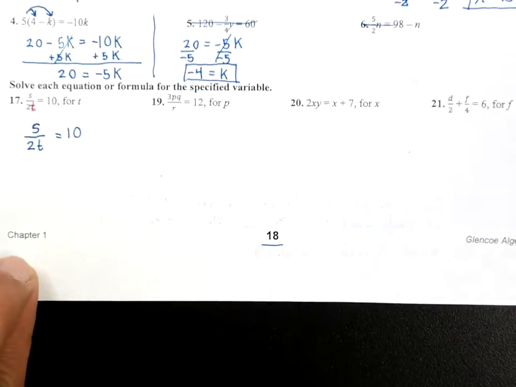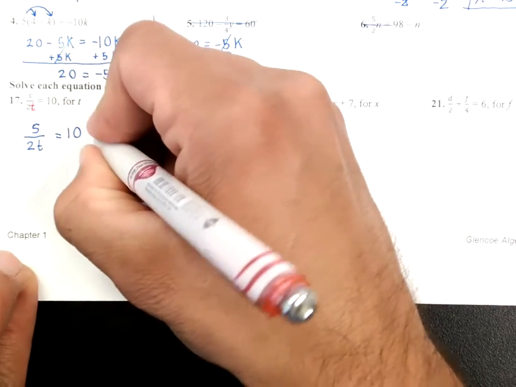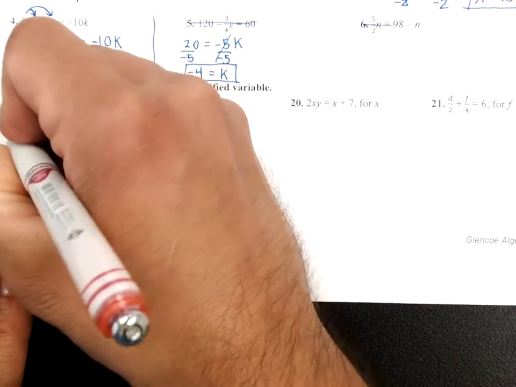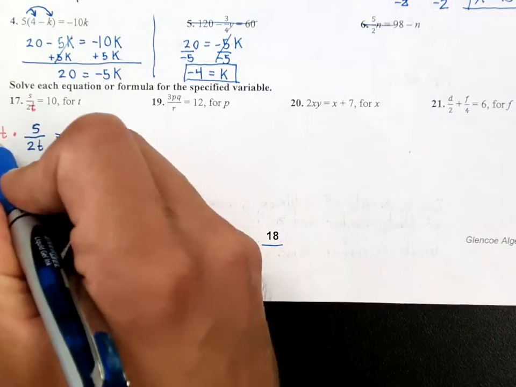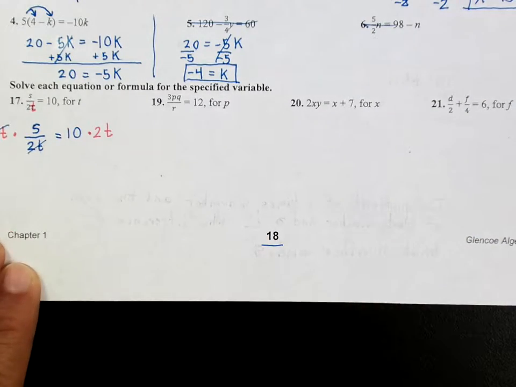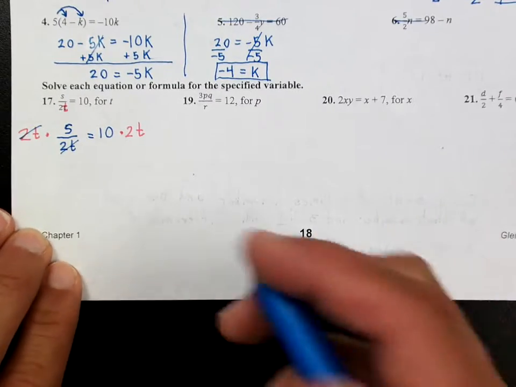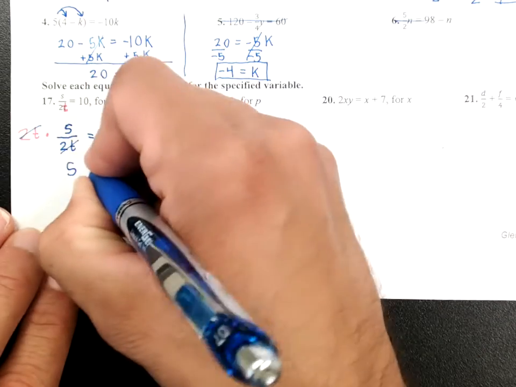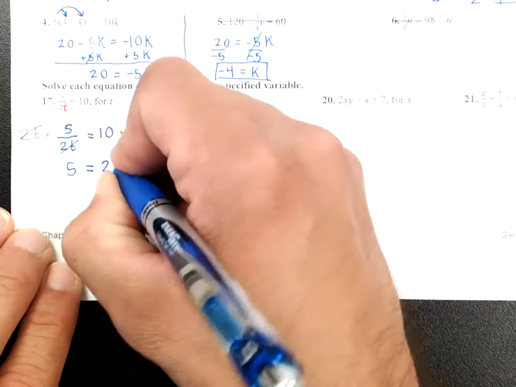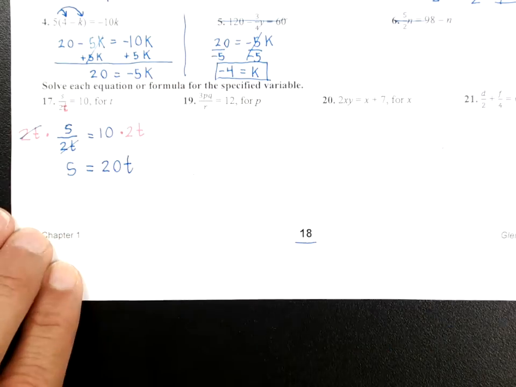I'll multiply this times 2t, and this times 2t. That is going to cancel that. Oops, come on, camera here. So then that is going to give me 20t. Now hopefully that's easier.